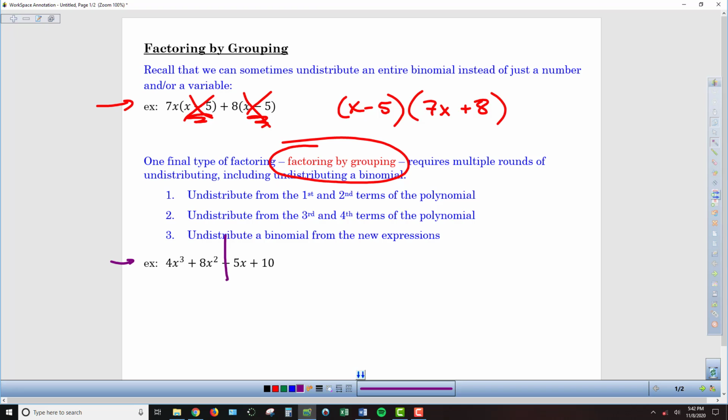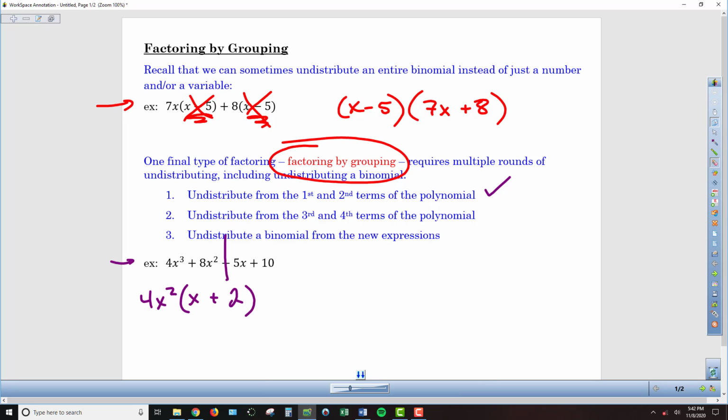So in the first half of the problem, I'm going to undistribute anything that I can. So 4x cubed plus 8x squared, I'm going to be able to undistribute a 4. Hopefully we can see that that's in common in both pieces. And then also both parts of the first half of the expression, these first two terms, have an x squared in them. And so then I've got to figure out what's left behind. So 4x squared times x will get me back to 4x cubed if I was to remultiply. And then 4x squared times 2 will get me back to 8x squared, like we see up above. So I've undistributed from the first and second terms. So I've done kind of step 1 of my process.